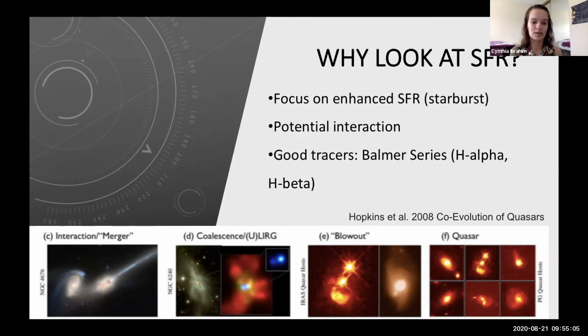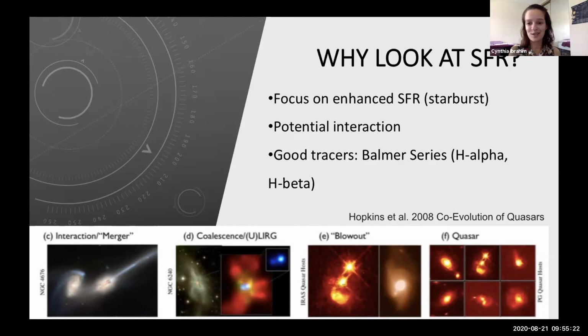Our spectra is in the optical wavelength. Now on the bottom, I put this image from Hopkins, and it's just for us to better visualize specific predictions as for what to expect on how quasi-stellar objects are formed.